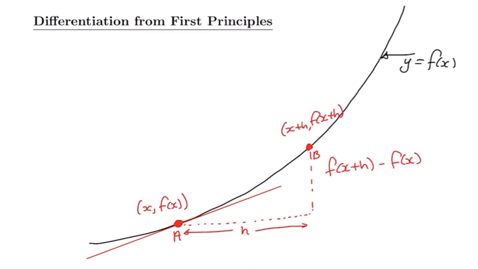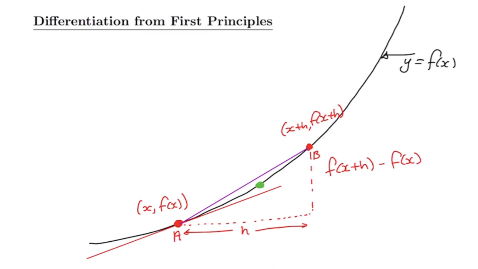In fact, I'll do it in a different colour so it really stands out. I'll do it in purple. There it is. So the gradient between A and B is very similar to the gradient at A, but it's not perfect. So how could I make it better? Well, what I could do is move B closer to A. So I'm going to do that one in green. So I'm going to move B to here.